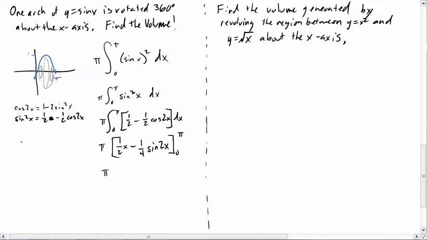So we go pi, and then we'll go 1/2 pi, which will be pi over 2, minus, and then if I put pi in there, I'm going to have sine of 2 pi, which is a 0. And then all of that is going to be minus, and if I put 0 in there, then I'll get 0 minus, and then sine of 0 again is 0. So that's quite nice. All of that goes away, and so we end up getting pi times pi over 2, which gives us pi squared over 2.